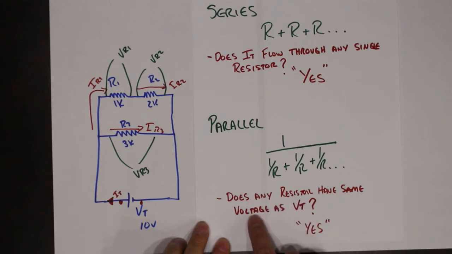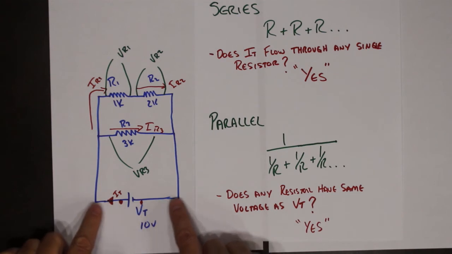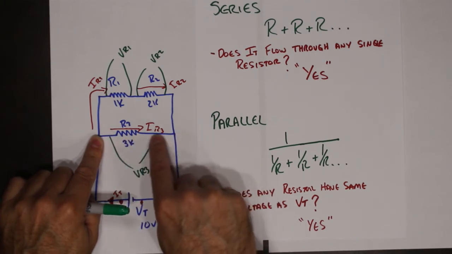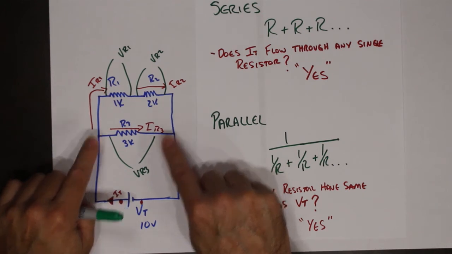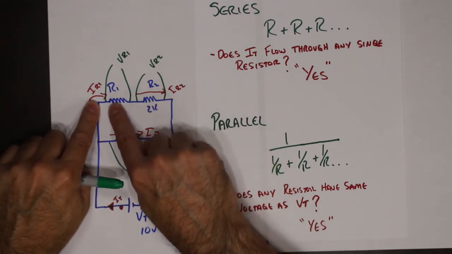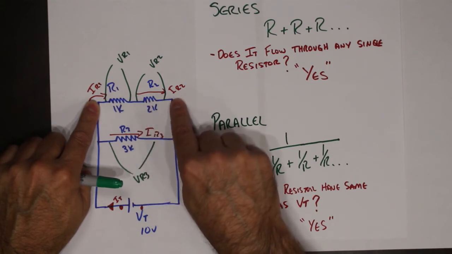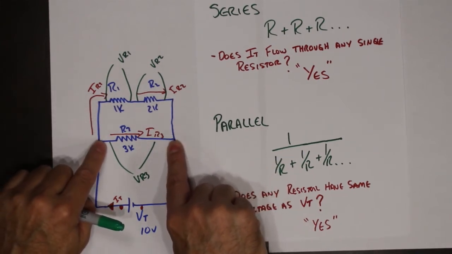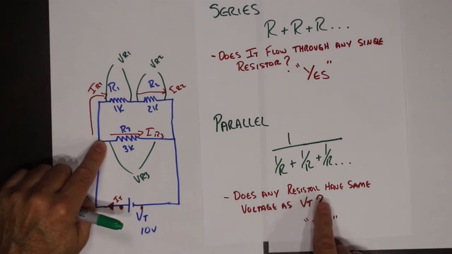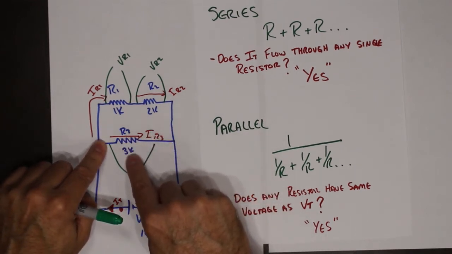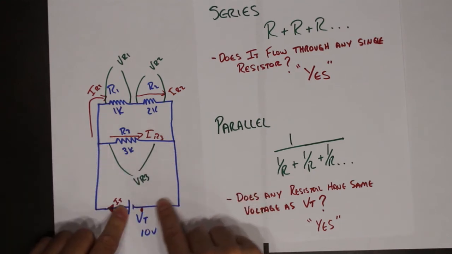Does any resistor have the same voltage as V total? Well, here's V total, and I follow these lines up. If you look, this resistor has the same voltage as V total. Then I follow it up. This one plus this one equal V total. So they do not individually have V total. Together they do, but individually they do not. But this one does. So the answer to this is yes. R3 is connected directly across the power supply.